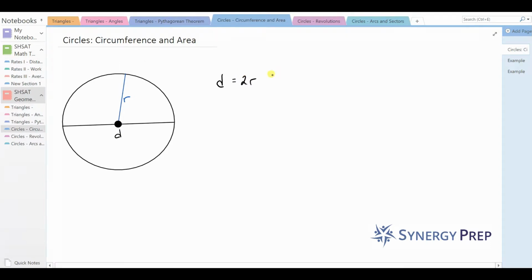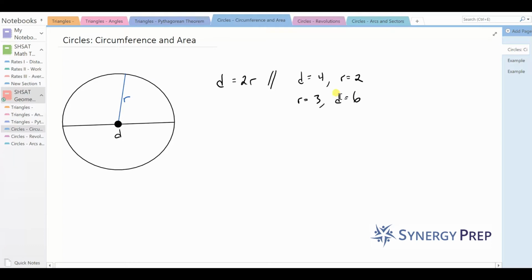So let's look at a quick example. Say the diameter is 4. You can easily tell that the radius will then be 2, because all you do is divide by 2. If your radius is 3, you can find the diameter because you just multiply by 2. So 3 times 2 is 6. That's it.